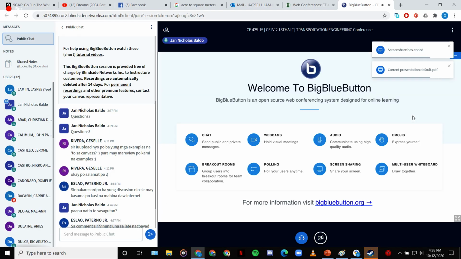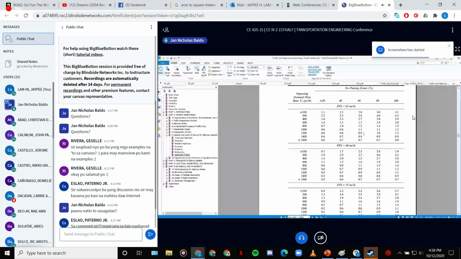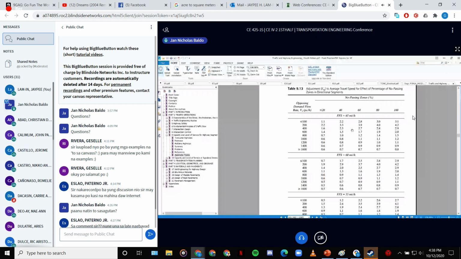So, saan yun? Ito. So, kung meron kayo nito, let's say for example, your free flow speed is 63. Kung ano yung mas malapit, yun yung gagamitin mo. So, mas malapit siya sa 65, so 65 yung gagamitin mo. Kasi pag in-interpolate mo ito, buong table yung i-interpolate mo. Para, let's say for example, your value is 58. Your 58 is nearer to 60, so 60 yung gagamitin mo.